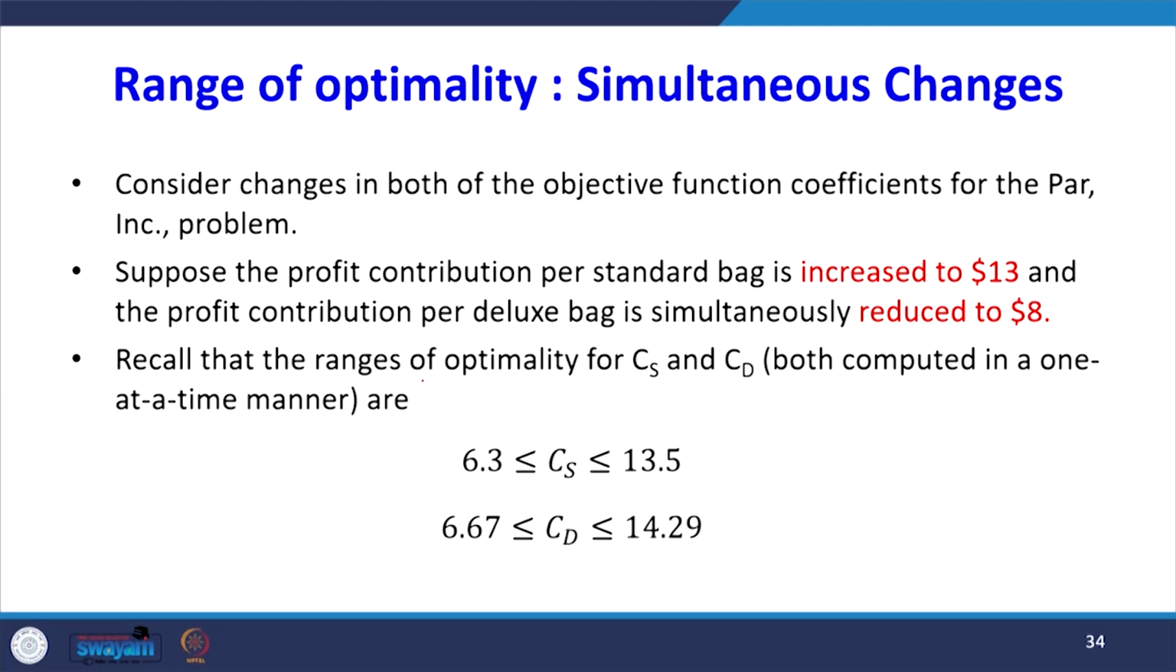Recall that the changes for optimality for CS and CD were both computed one at a time. The way we arrived at the range of optimality for CS was by keeping the coefficient of CD constant, and similarly, keeping CS constant, we got the answer for CD. But now there are simultaneous changes. CS ranges from 6.3 to 13.5, and CD ranges from 6.67 to 14.29.